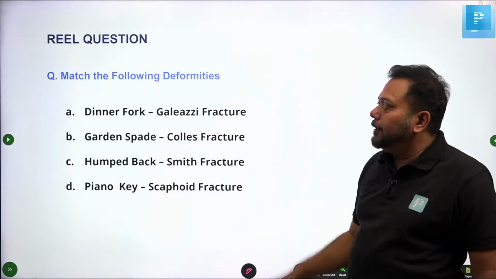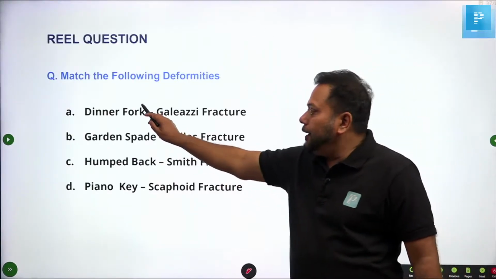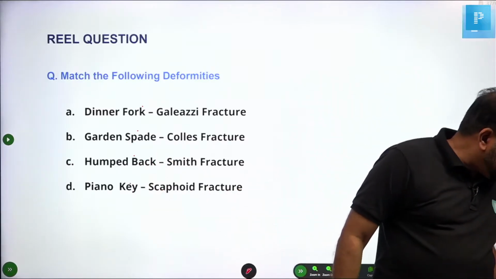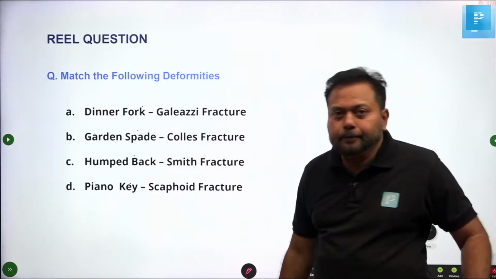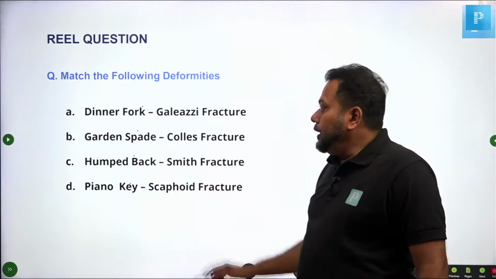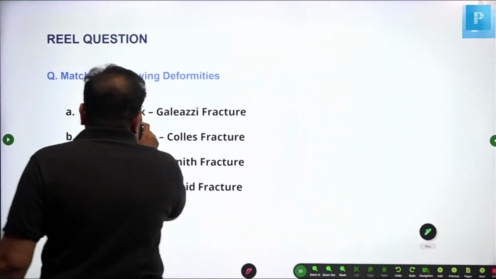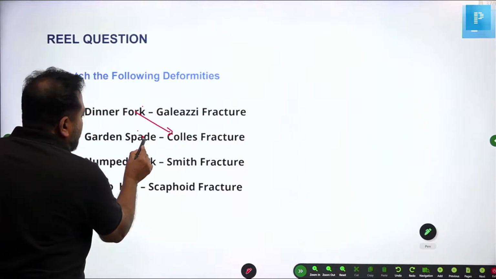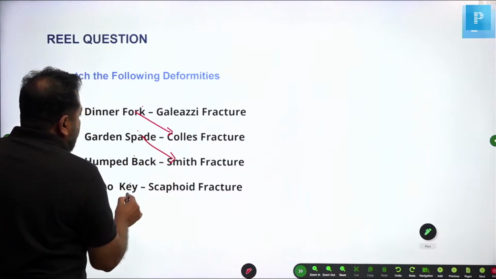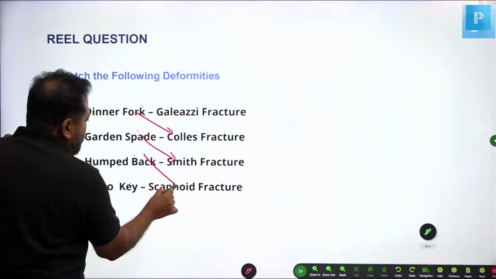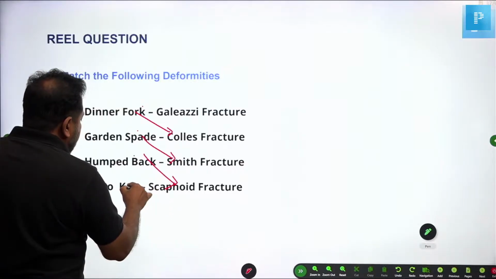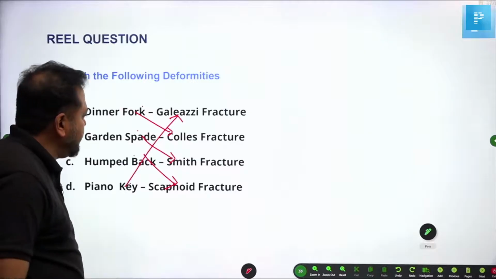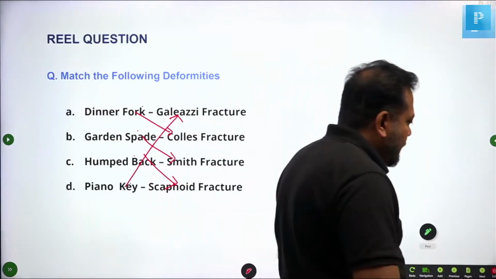Match the following deformities. Where will you get dinner fork, garden spade, humpback, piano key? Dinner fork deformity you will get in Colles fracture. Garden spade deformity you will get in Smith fracture. Humpback deformity you will get in displaced scaphoid fracture. Piano key sign you will get in Galeazzi fracture. Okay, good.